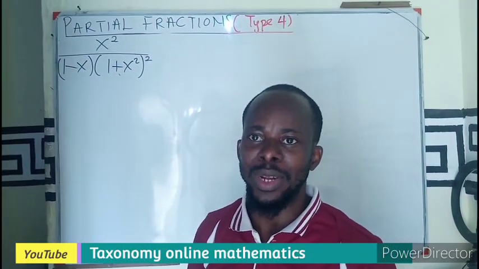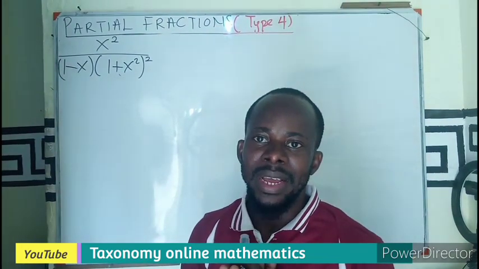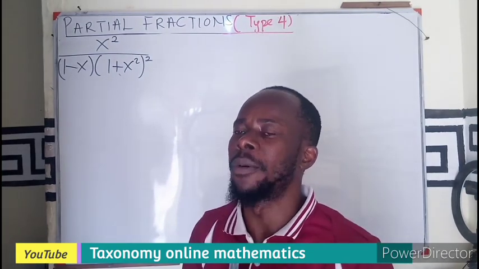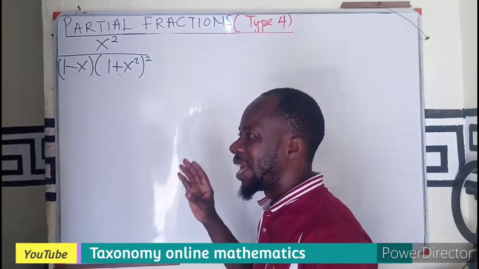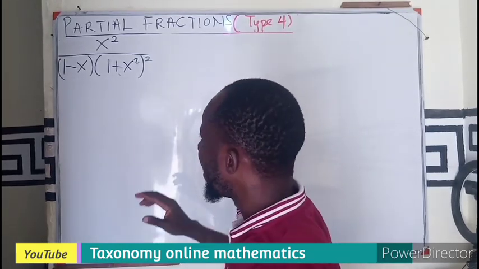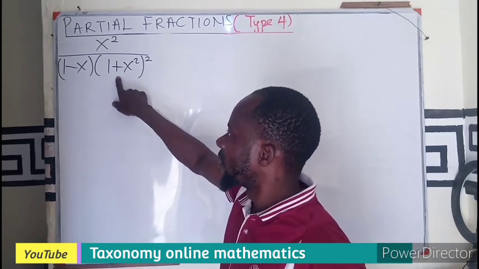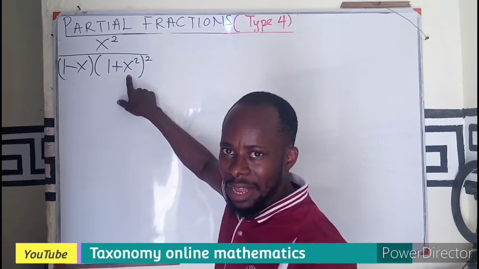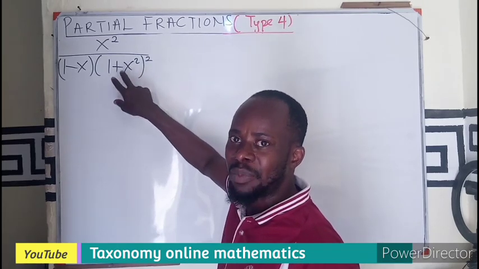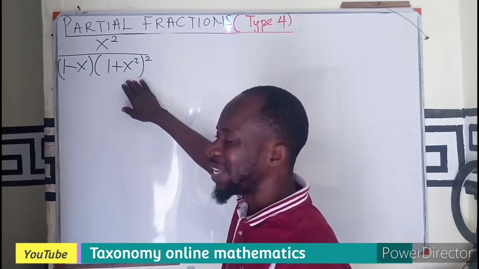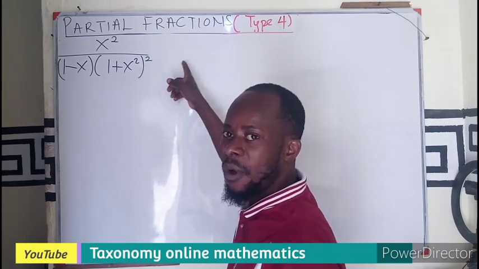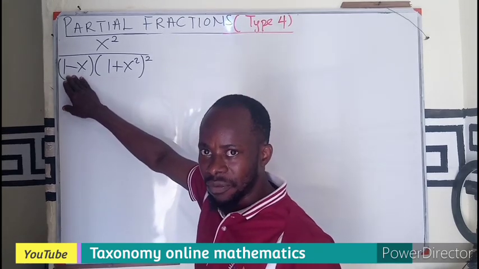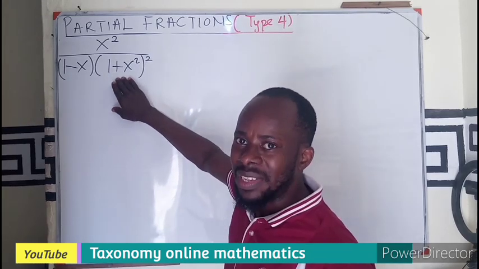In this tutorial, we want to continue with partial fractions, this being the fourth episode, type 4. We learned that if a rational fraction contains a denominator of a quadratic factor which is repeating, we see 1 plus x squared is a quadratic factor, but it is also repeating, meaning this bracket is multiplying 2 times. Then that is no more under the third type, but on the fourth type. So this is going to be decomposed using the linear factor, then the quadratic factor.